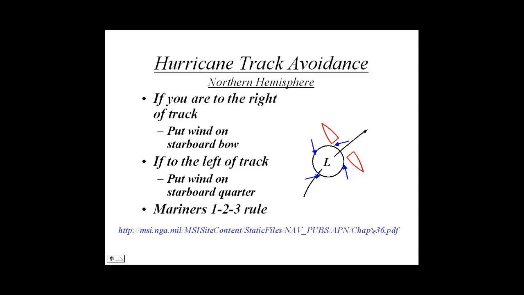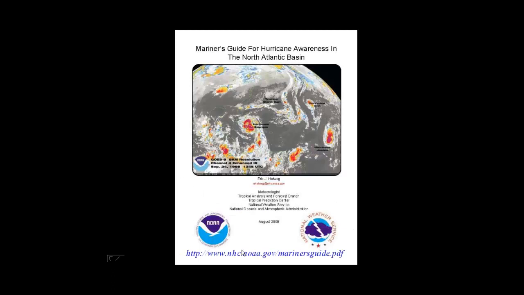And if you look at this website, this is the NGA website, and you can actually download Beaufort in its entirety, Beaufort, which is like the Bible for sailing, navigation, weather, and so forth. And from chapter 36, you'll see a lot of discussion on hurricanes. You can also download from this website the Mariner's Guide PDF. It's a multi-page guide that gives you a lot of information on hurricane awareness and how to deal with hurricanes, how to recognize some of the pitfalls and how to deal with them.